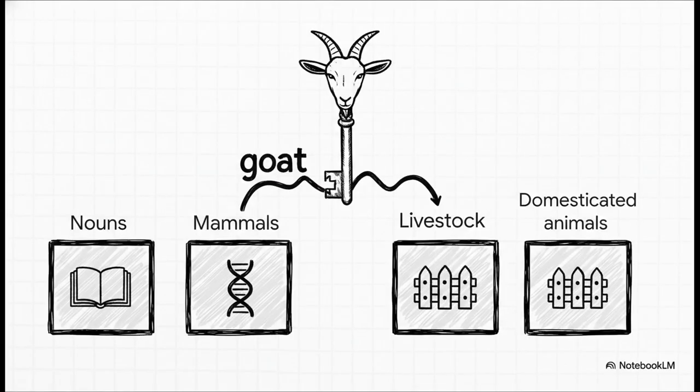And the connections don't stop there. The word also acts like a tag for organizing our knowledge. If you look at the page's categories, goat connects us to grammar through nouns, to biology with mammals, and even to agriculture and human history through livestock and domesticated animals. It's like a little key that unlocks entire fields of information.